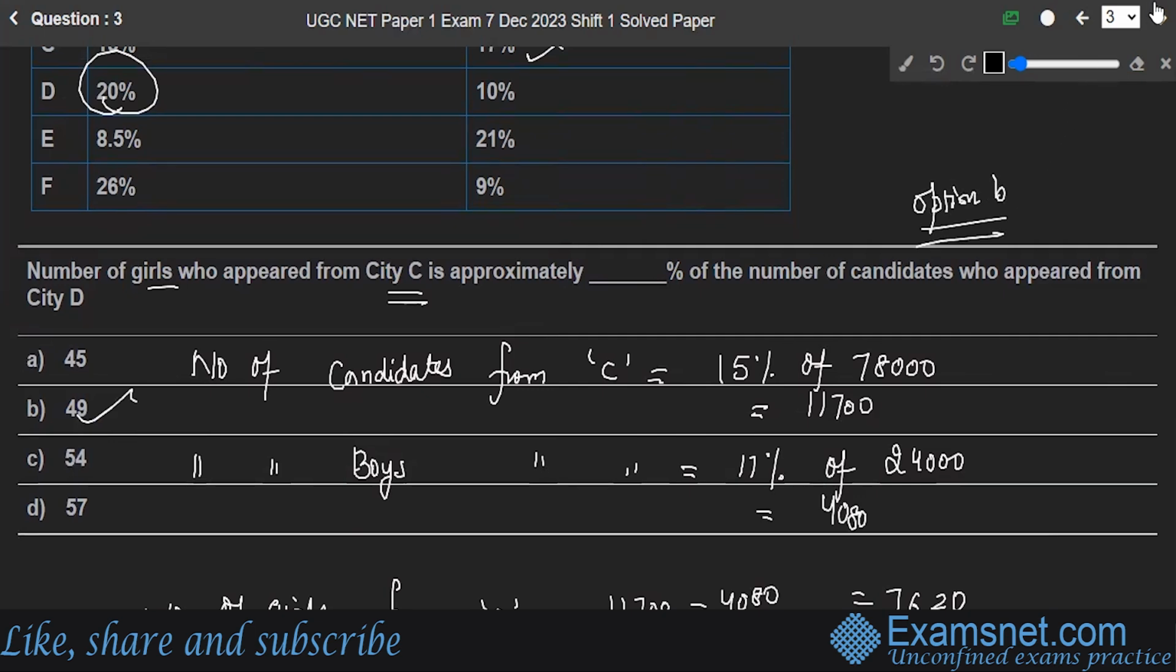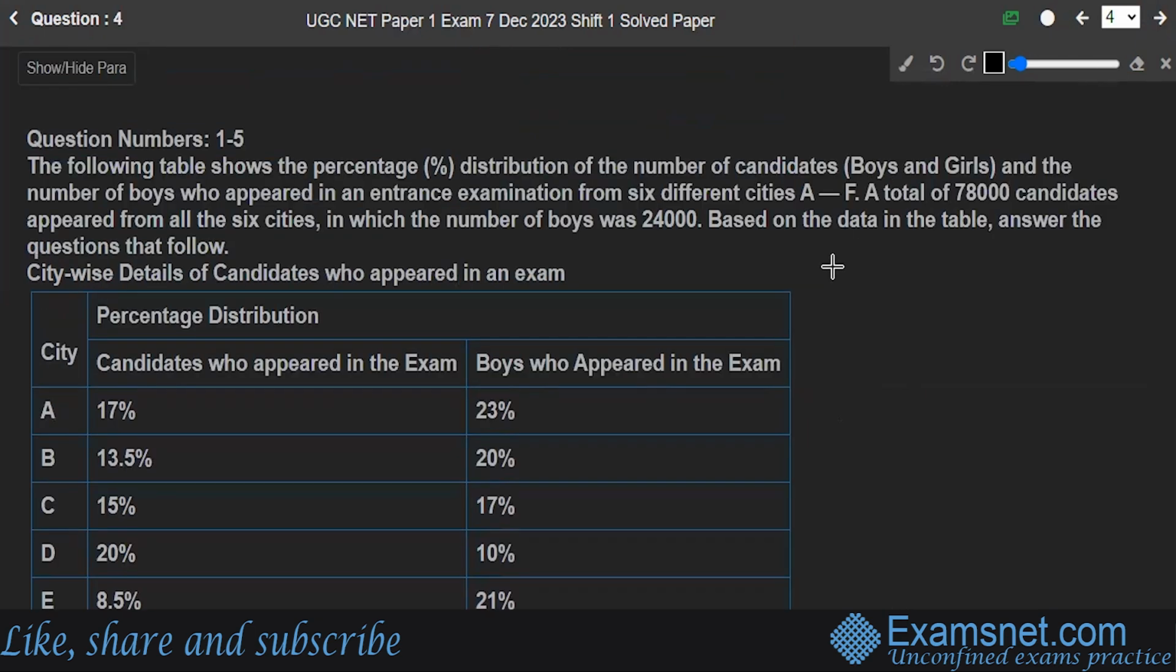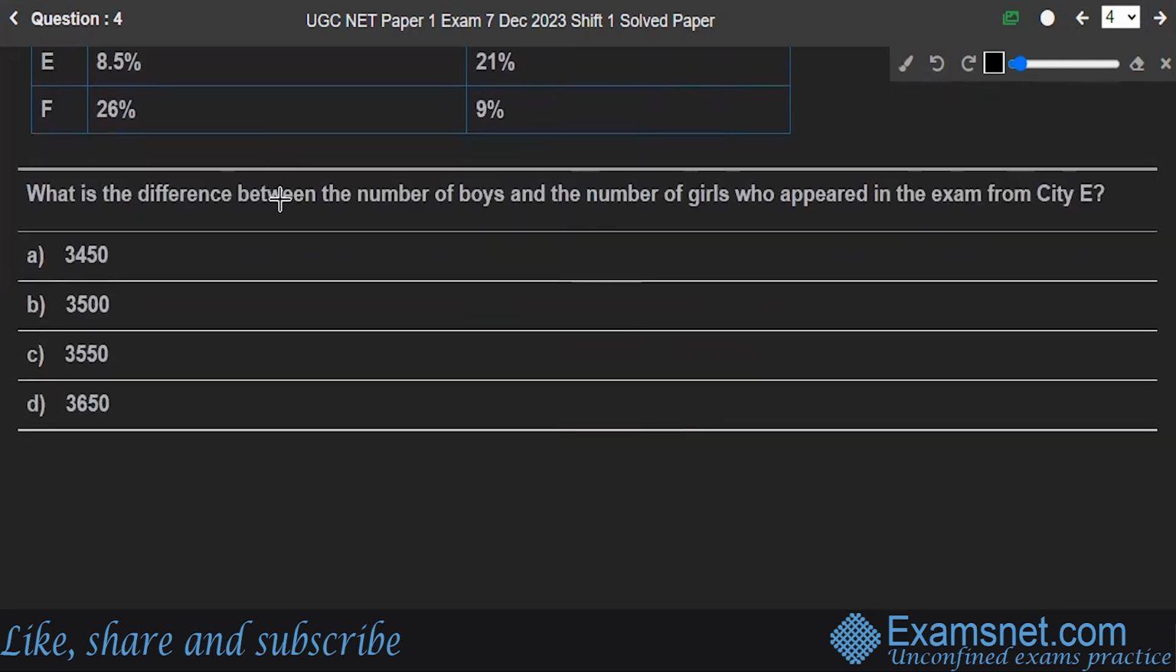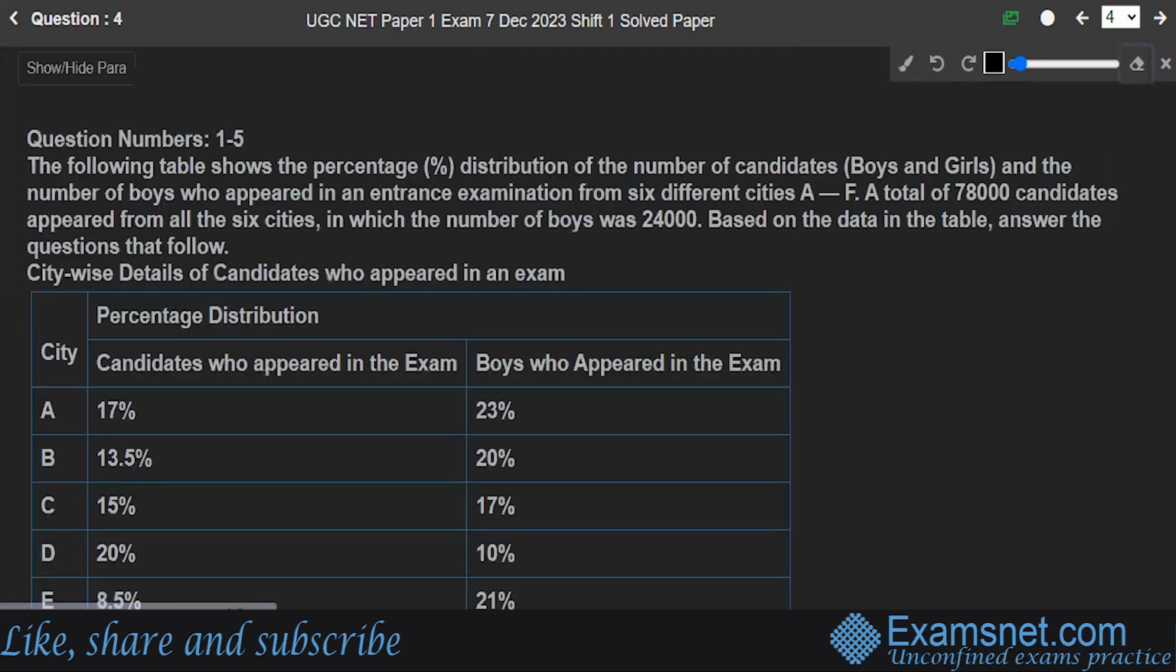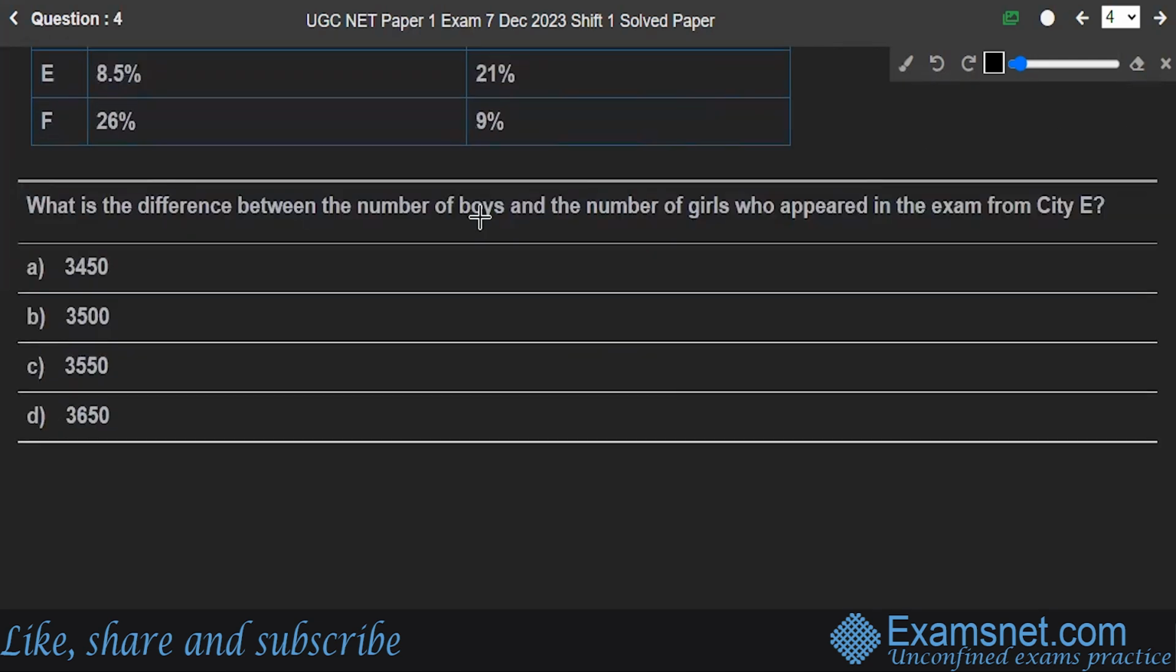Hope you got that. Let's move to the next question, number 4, same table. The question is, what is the difference between the number of boys and the number of girls who appeared in the exam from city E? First of all, let's find out the number of candidates from city E. I'm talking about city E only.